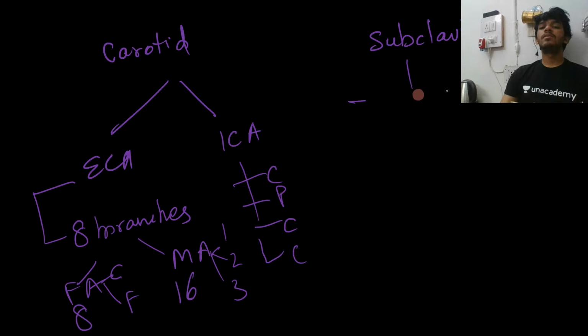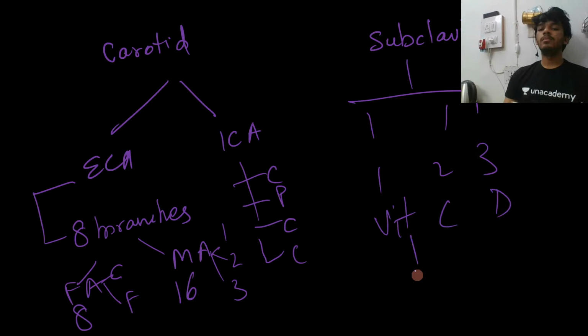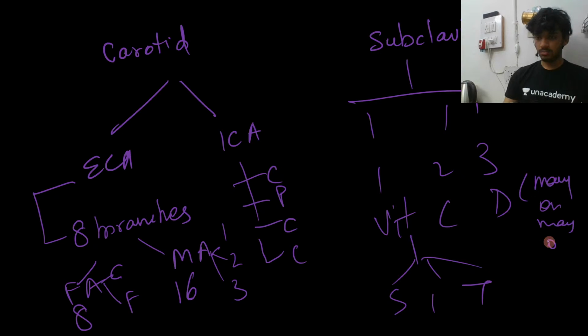Subclavian artery is divided into 1, 2. Chronic here is vitamin C, D. PIT, in T there are further arteries. F also may or may not. Key muscle here in case of subclavian artery is scalenus anterior. Key muscle here in case of maxillary artery is lateral pterygoid.